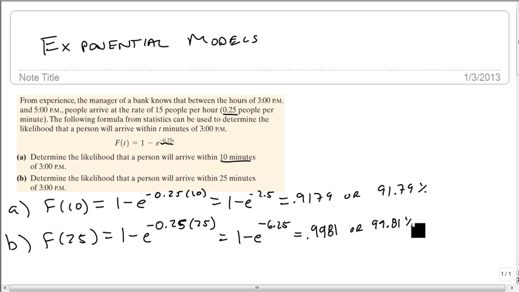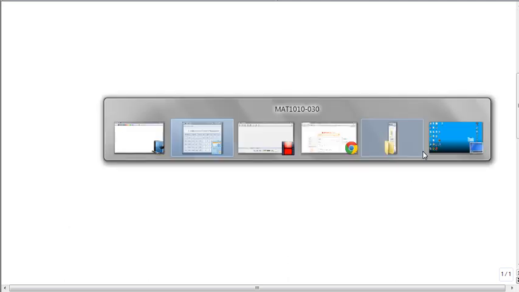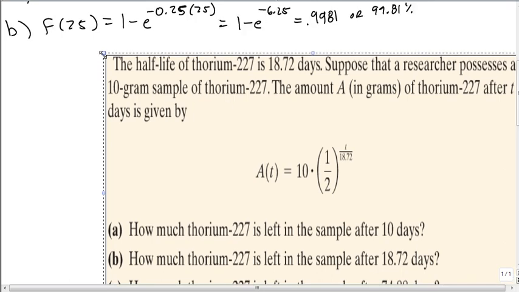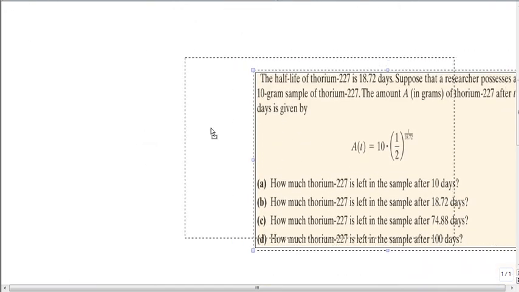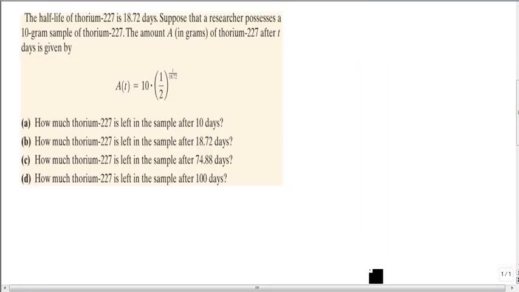The next type of model that we're going to look at is a half-life model. So suppose that I have the following information. This is much bigger, so we're going to reshape it, put it down. And so we've got the half-life of thorium-227 is 18.72 days. So in 18.72 days, the sample that we have shrinks by exactly a half. And every 18.72 days, that sample shrinks by another half.